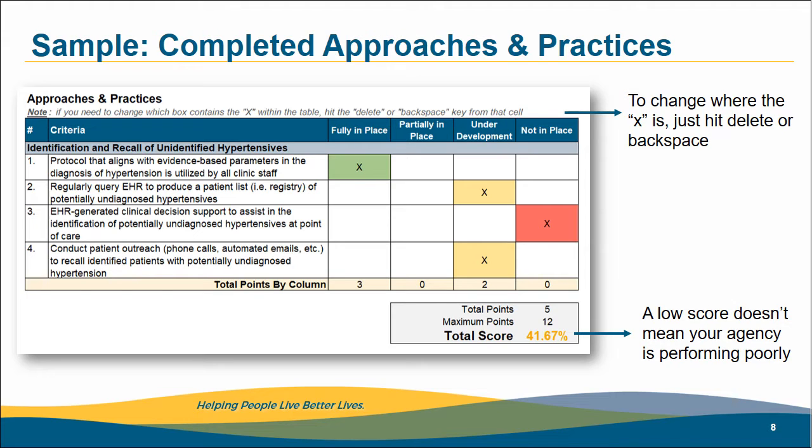After conversation, they may decide that it's considered fully in place within their organization, so they select that box. If you select fully in place, it will color code that box to be green. If you select partially in place or under development, it will color code to yellow, and then not in place would color code to red. It doesn't necessarily have significant meaning, but rather they're meant to be visual prompts as you're identifying potential areas of improvement or action steps your organization may want to take as part of that strategy.